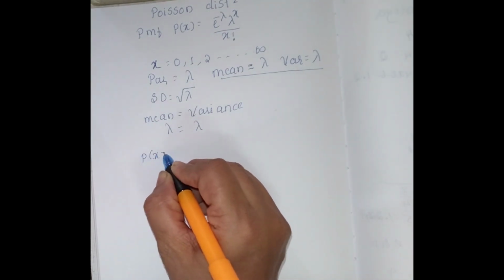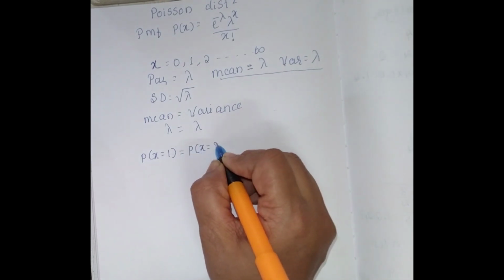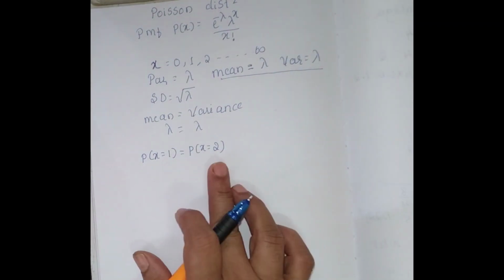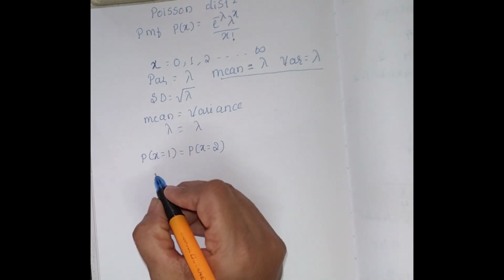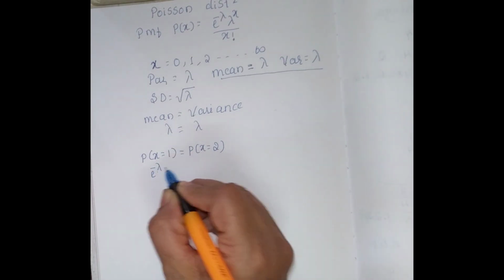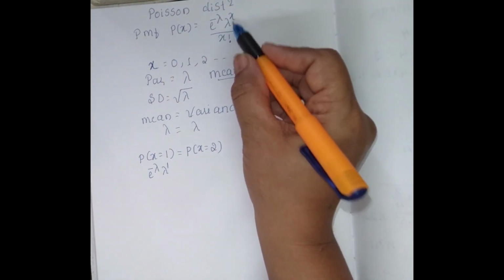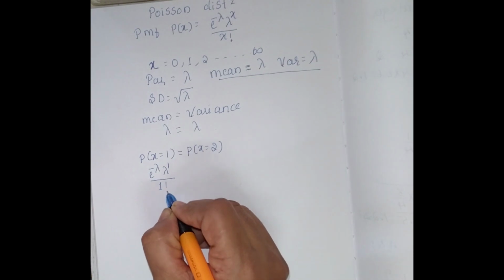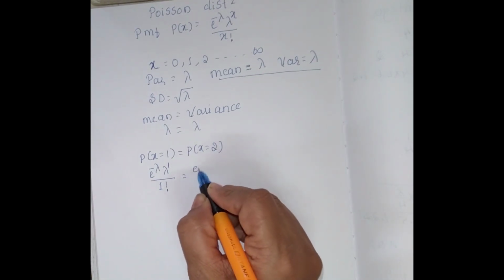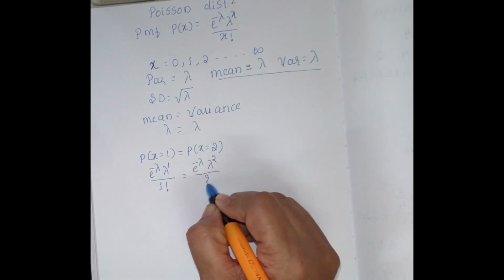Probability of x equals 1 is equal to probability of x equals 2. This is given in the question. You have to calculate mean and standard deviation. e to the power minus lambda, lambda to the power 1, because the x value is given, that's why I am writing the x value, divided by 1 factorial. Equals e to the power minus lambda, lambda to the power 2 divided by 2 factorial.